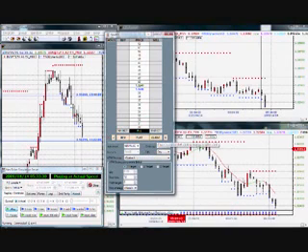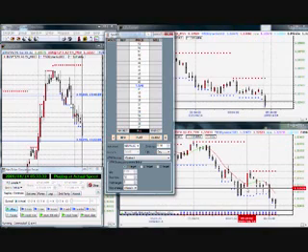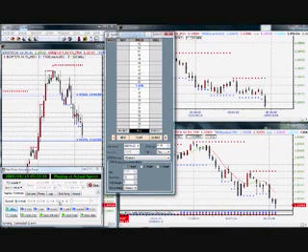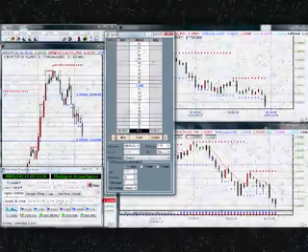Again, we're just trying to take a bite out of the market. We're not attempting to catch every move.